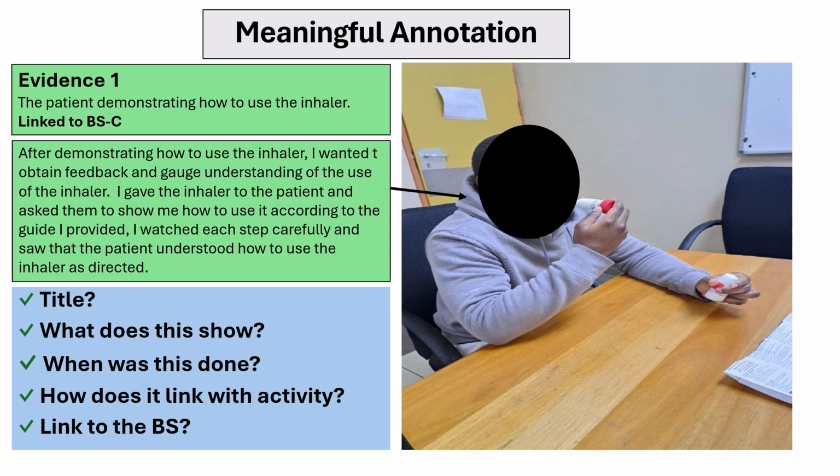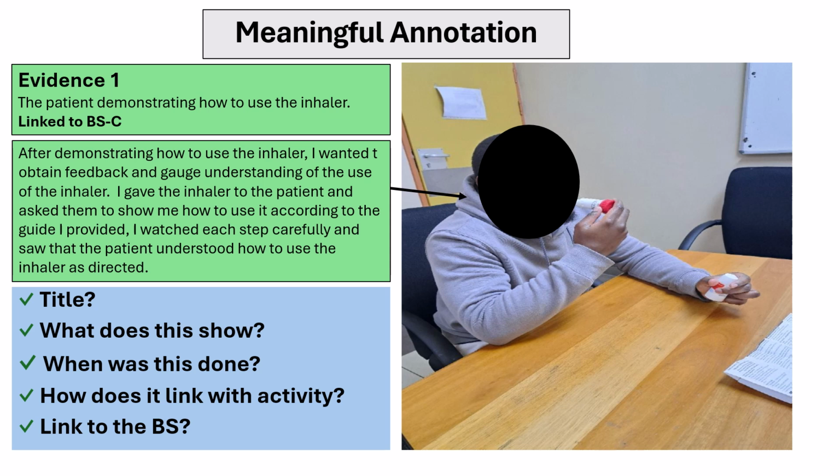What does it show? It's a patient who was given an inhaler, and they're obtaining feedback by giving the patient the inhaler to demonstrate. When was this done? Okay, now there is a sequence in their activities. After demonstrating, they wanted to obtain feedback. So that means they demonstrated and then they gave.